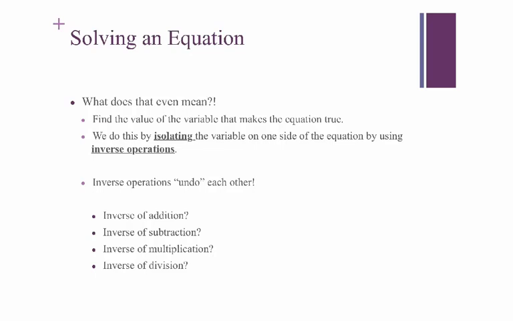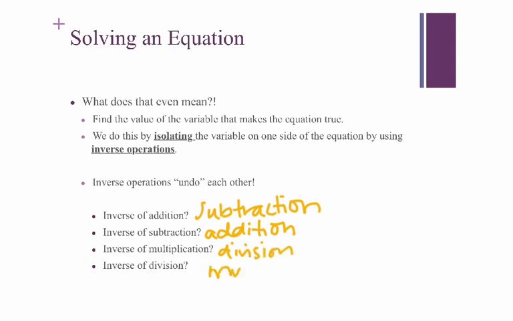How do we do it? Inverse operations, that's how. So inverse operations undo each other. So think about this. What is the inverse, or what undoes addition? Did you say subtraction? Because if you did, you'd be right. What's the inverse of subtraction? Well, we just wrote it right up there. If the inverse of addition is subtraction, the inverse of subtraction is addition. What's the inverse of multiplication? Yep, it's division. And then the inverse of division is multiplication.